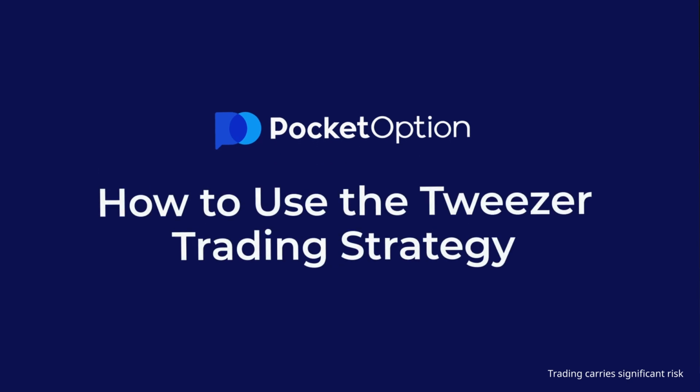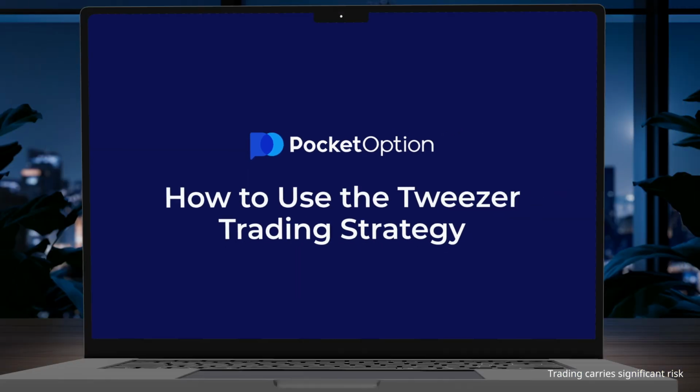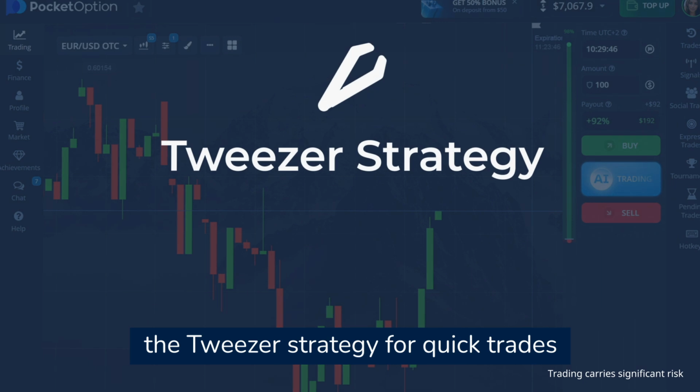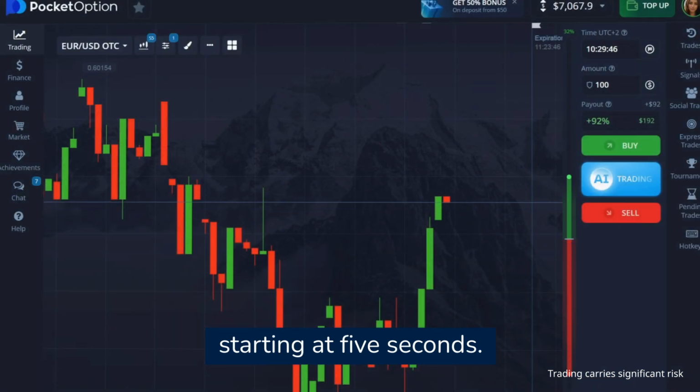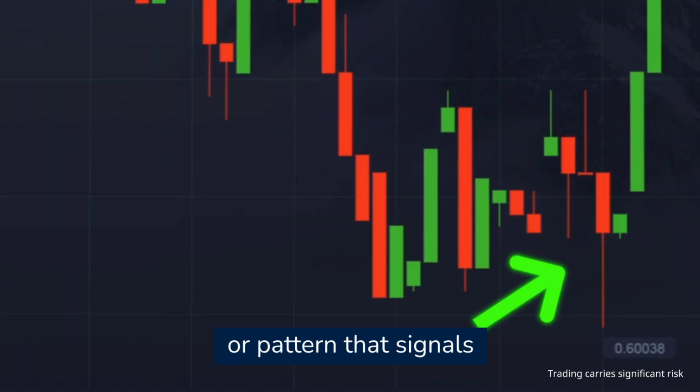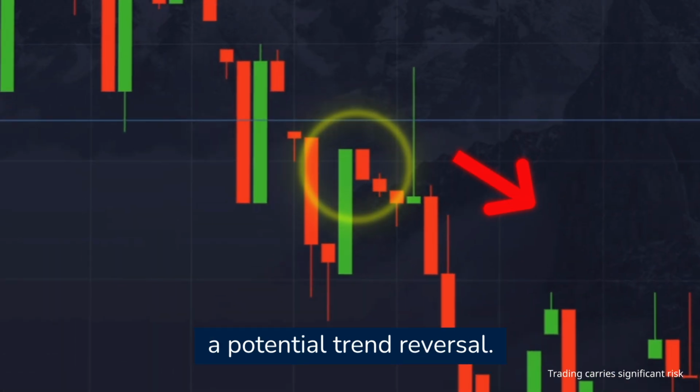How to use the Tweezer Trading Strategy. Today, we'll introduce the Tweezer strategy for quick trades starting at 5 seconds. The Tweezer is a candlestick combination or pattern that signals a potential trend reversal.